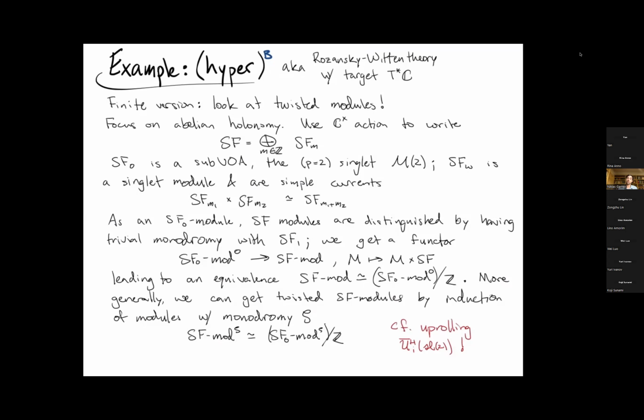The modules for the symplectic fermion VOA, the whole thing, are distinguished inside of all of the singlet modules as having a trivial monodromy with these subspaces S sub M, in the exact same way as we saw V being a sum over the quantum group modules. The genuine modules for V had some trivial monodromy constraint with the generators S sub M. In the same way here, the symplectic fermion VOA modules are distinguished by having a trivial monodromy constraint with the sort of generator S_F1, or you could impose all of them as well. But in any case, we get a functor, which leads to an equivalence.